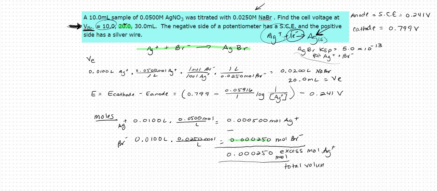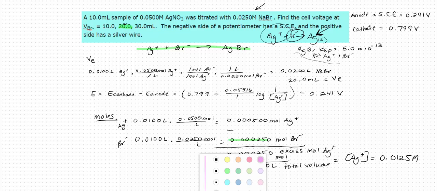So the total volume at this point, we started with 10 milliliters of our sample, and now we have added 10 milliliters of bromine. So we have a total of 20 milliliters, 0.0200 liters. And I get a concentration. So this is the concentration of the silver at this point in the titration. The concentration of the silver is 0.0125 molar.